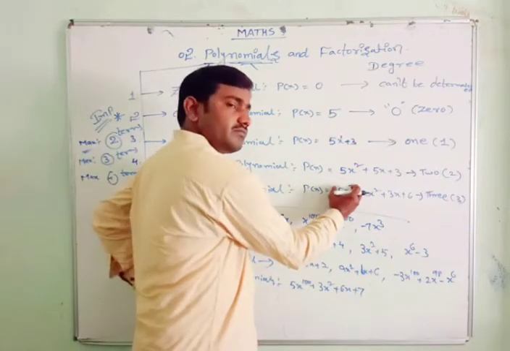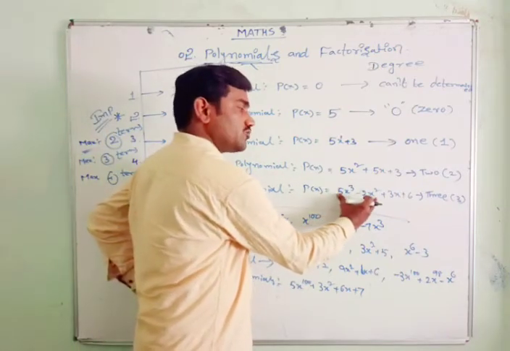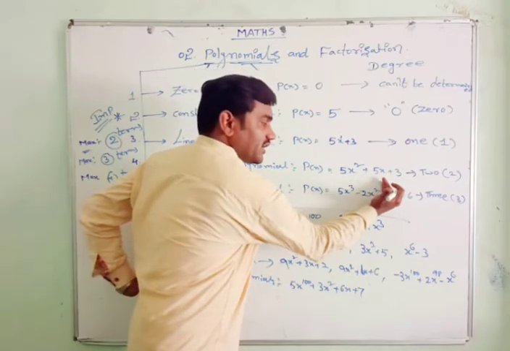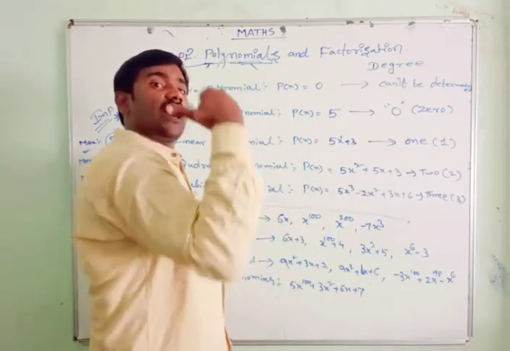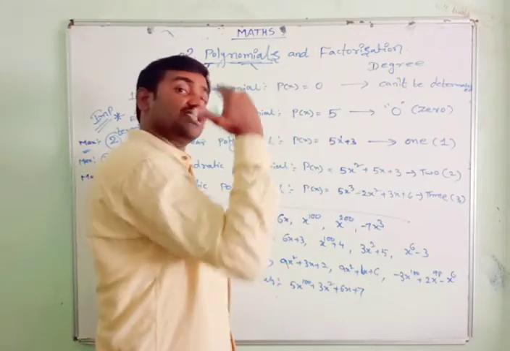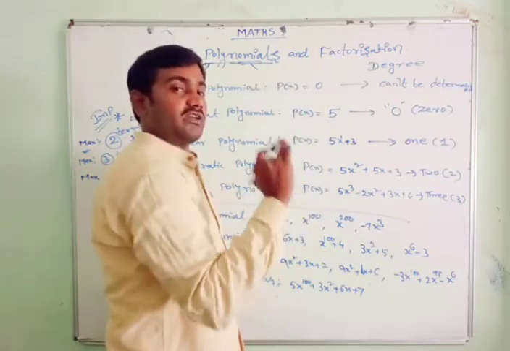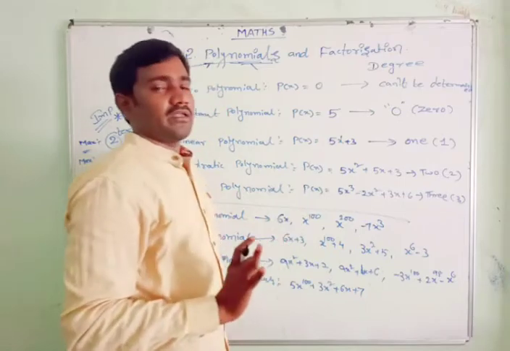5x cube is a cubic polynomial. 5x cube minus 2x square, if they are given till here also, it is a cubic polynomial. Only we see what is the highest degree. If highest degree is 3, that is a cubic polynomial. If highest degree is 2, that is known as a quadratic polynomial.